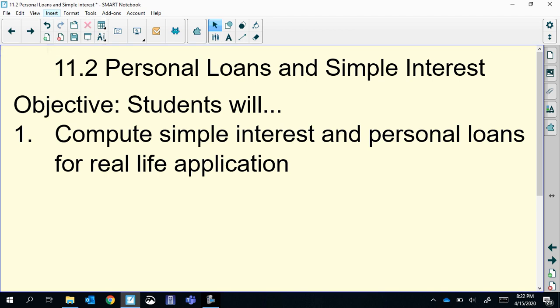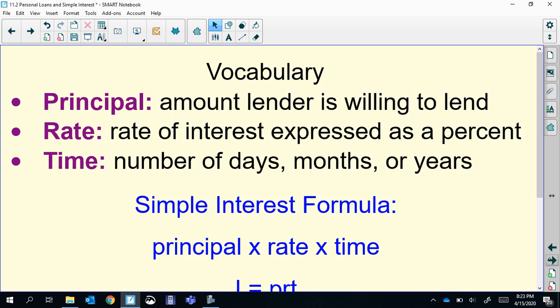Hey guys, this lesson we're going to look at personal loans and simple interest. Some real life stuff related to some loans. Not every example we'll look at is totally on point, but that's alright.